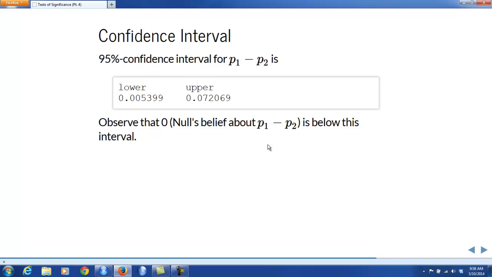Looking at the confidence interval for P1 minus P2, it extends from 0.005 to 0.07. That's from about 0.5% to about 7%. Notice that 0, the null's belief about P1 minus P2, is below this interval. This is advance notice that we're probably going to be rejecting the null hypothesis.